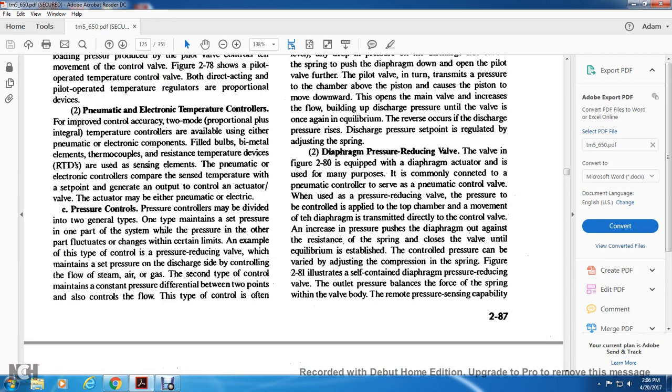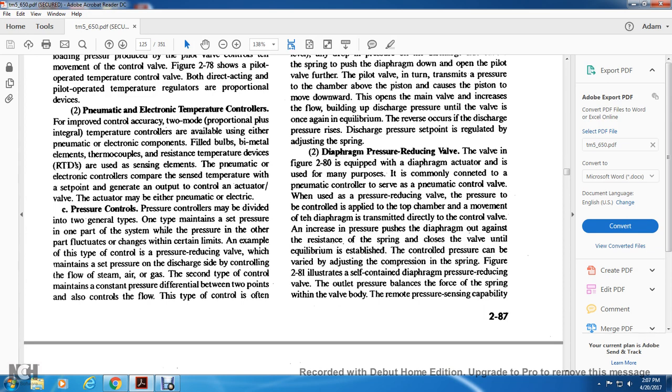Pneumatic and electronic temperature control. For improved control accuracy, two-mode proportional plus integral temperature controls are available using either pneumatic or electronic control filled with the bulbs, bimetal elements, thermocouples, or resistance temperature devices, or RTDs, used as the sensing elements. The pneumatic or electronic controls compare the sensed temperature with the set point and generate an output to control the actuator valve. The actuator may be either pneumatic or electronic.